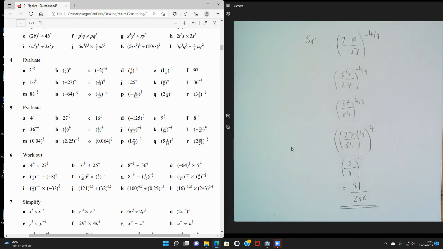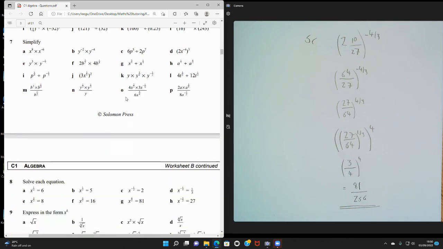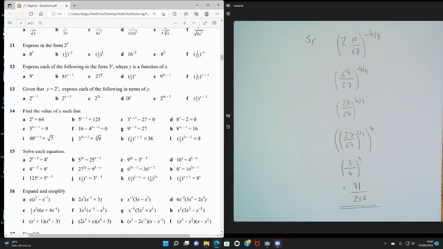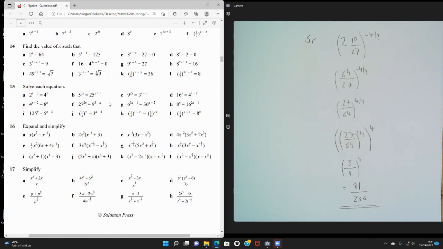Excellent. Okay, now that's as complex as I think we need to be looking at for those. So definitely have a practice of some of these indices questions on the sheet. What I would like to look at in the next video is dealing with questions like we have here in question 14 and 15, where we've got more complex things with powers. So I'll be talking about that in our next video.